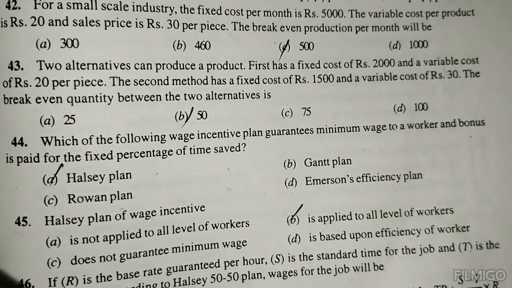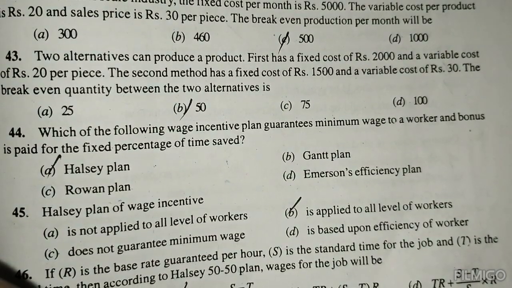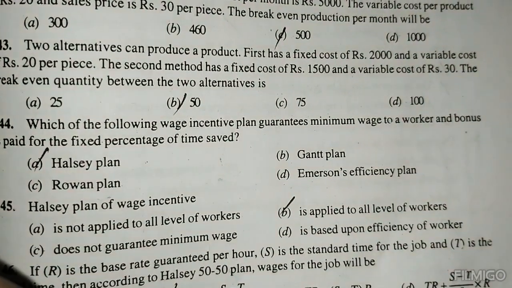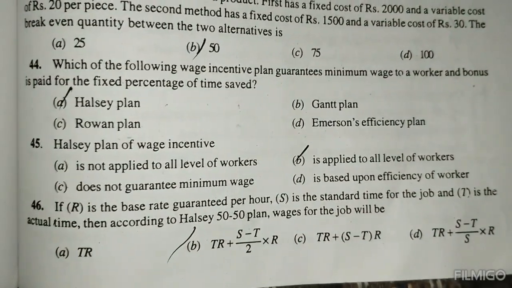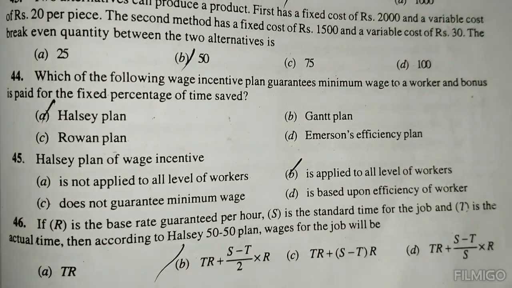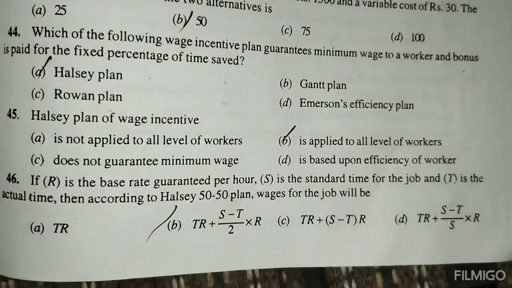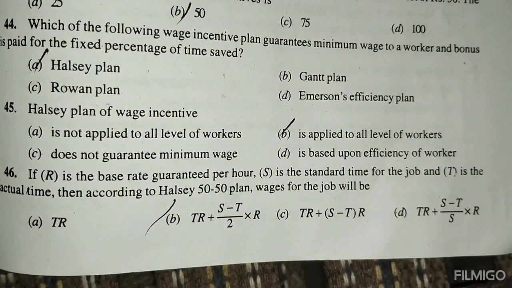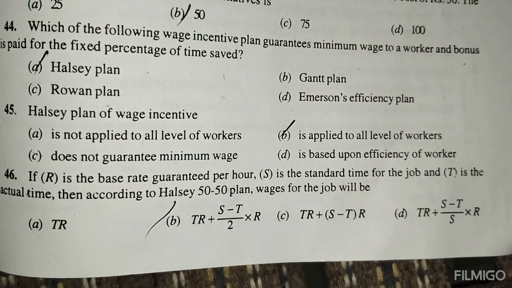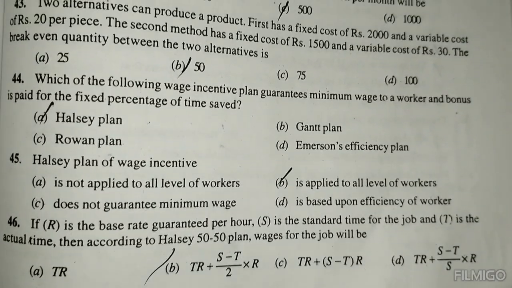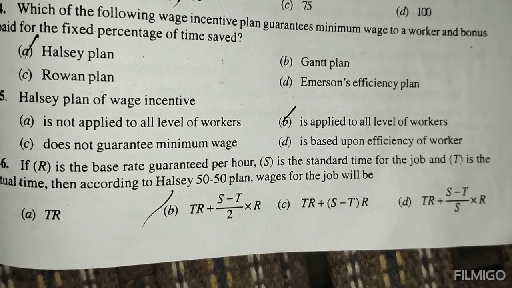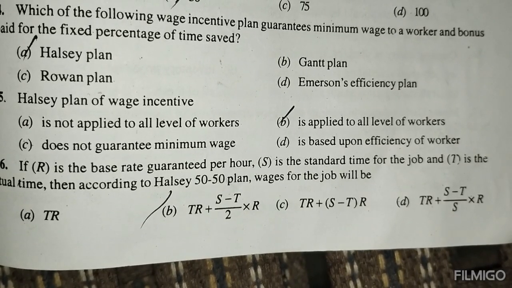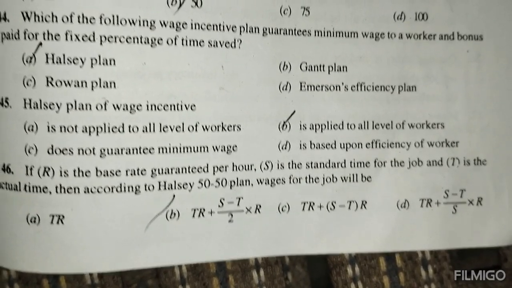Which of the following wage incentive plans guarantees the minimum wage of a worker, and a bonus is paid for a fixed percentage of time saved? This is the Halsey plan. The Halsey plan of wage incentives is applied to all levels of workers. If R is the base rate guaranteed per hour, S is the standard time for the job and T is the actual time, then according to the Halsey 50-50 plan, wages for the job will be TR plus (S minus T) by 2 into R.